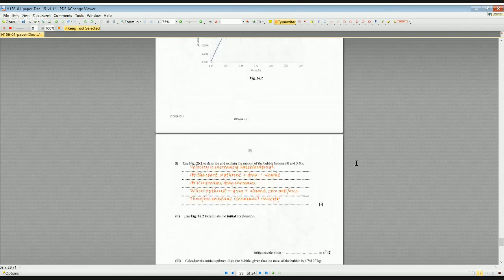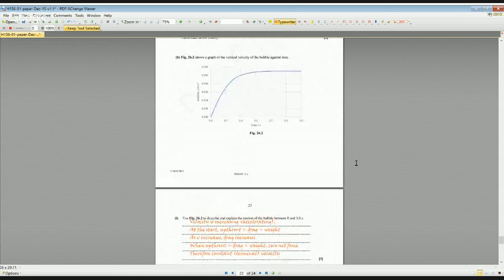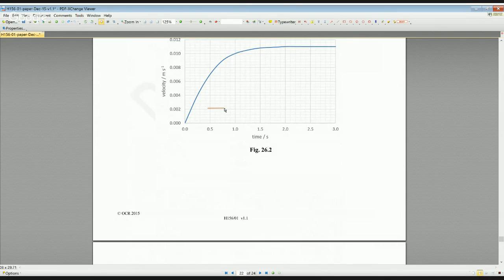So use figure 26.2 to estimate the initial acceleration. Well, to do this, you should take a tangent on the graph. So you need to draw a line at a tangent of roughly the gradient at the start here. Draw a triangle as big as you possibly can, following that gradient, and it should come up somewhere around about here. And you can then take a triangle here.